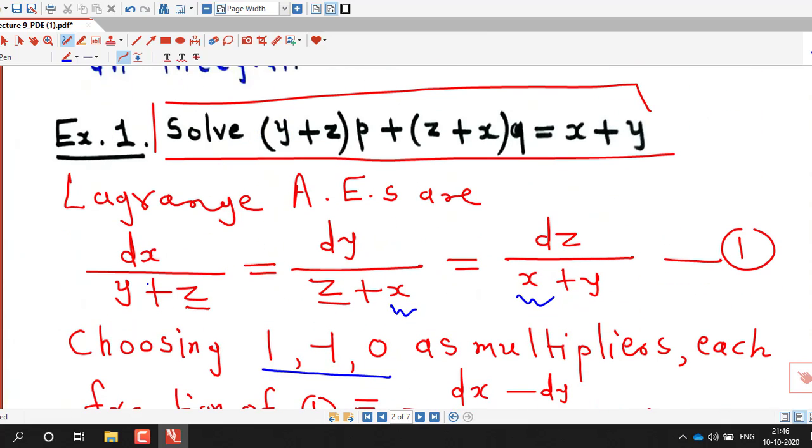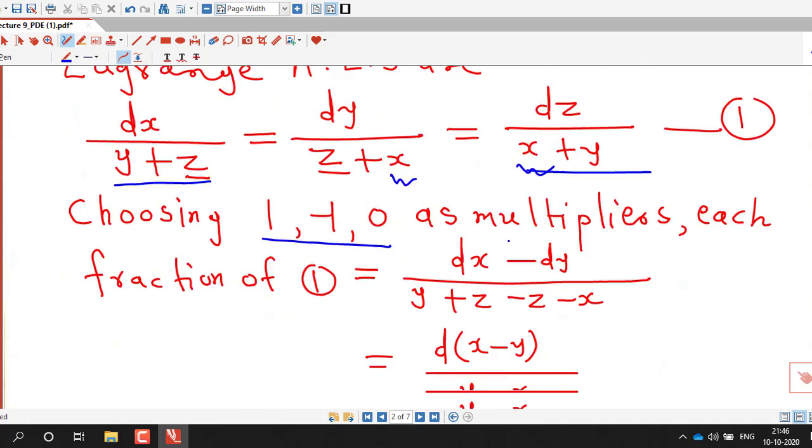Similarly we can combine last and first fraction, so we don't require this, and in last and third fractions differentials are dx and dz. So if we take the difference of y plus z and x plus y, y will cancel out. So we will select multipliers as 1, 0 and minus 1.